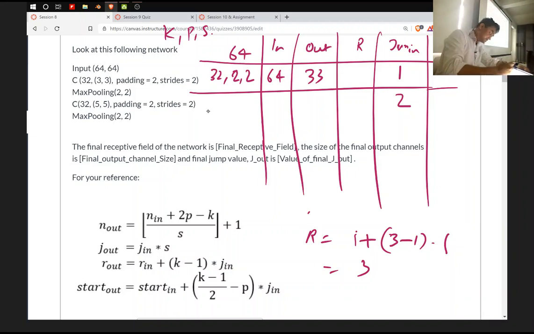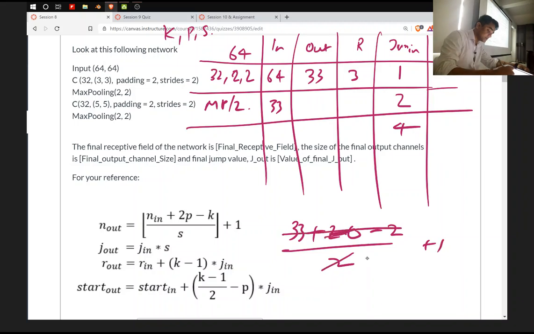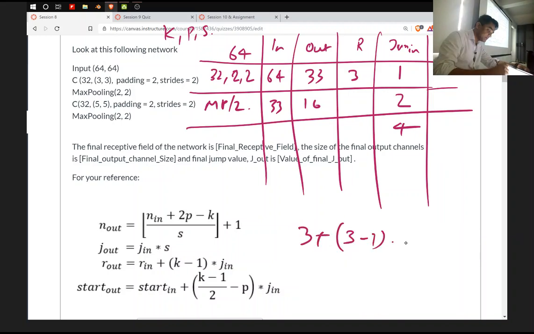Alright, what is the next step? Max pooling with a stride of 2. Jump becomes 4. 33 plus 2 into padding minus kernel size, divided by 2, plus 1, is 16. Receptive field is now 3 plus 3 minus 1 into 2, right? So 3 plus 4, 7.